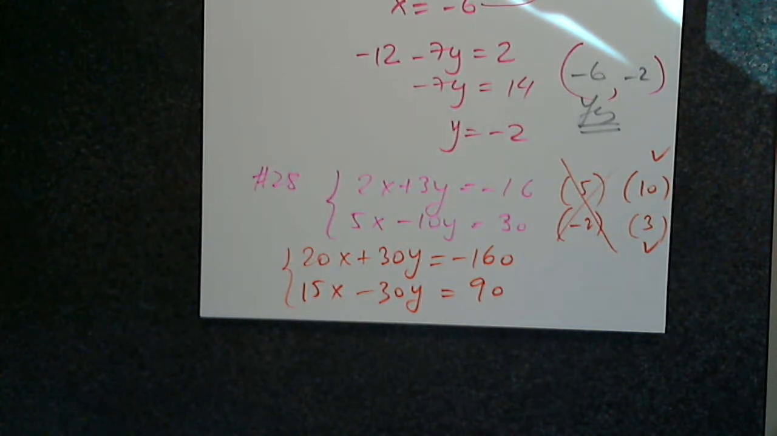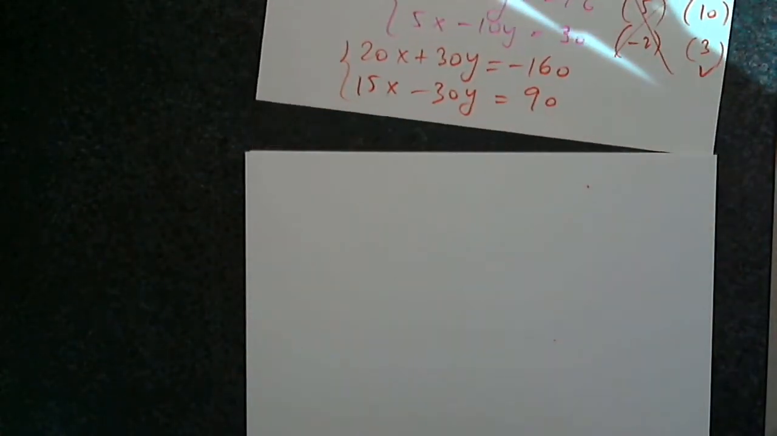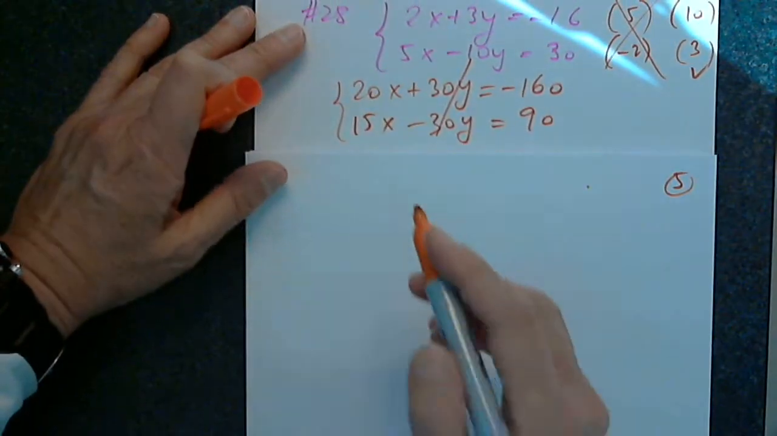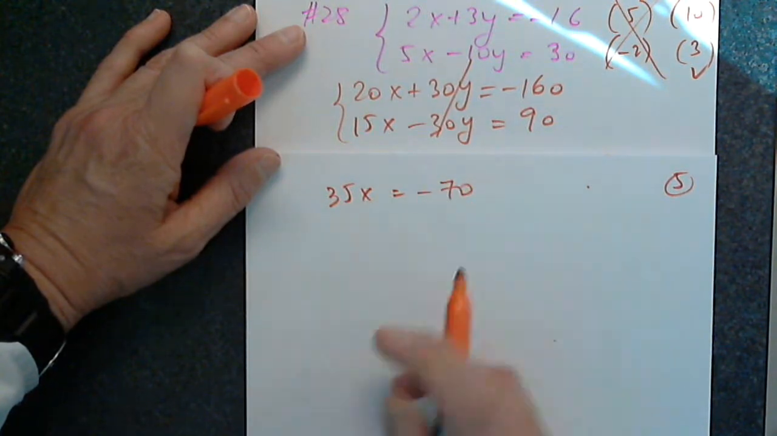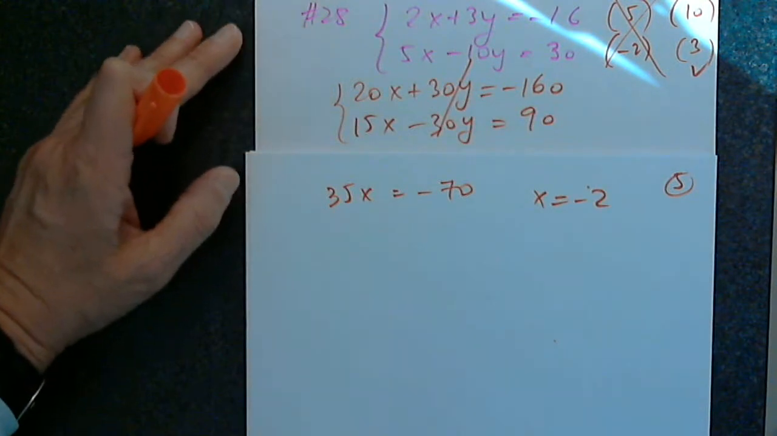Both are okay. The reason why I recommend 10 and 3 is because I may make a mistake when I multiply by a negative number. If I can't avoid it, I will. Is it such a big deal? Of course not. So when I add the two equations, these two go away. So then we have 35x equals negative 70. So therefore, x equals negative 2.